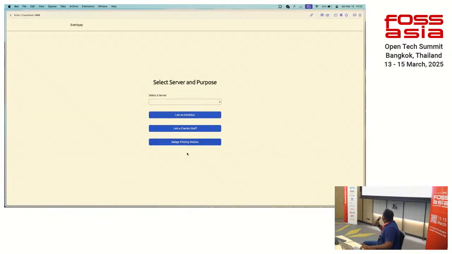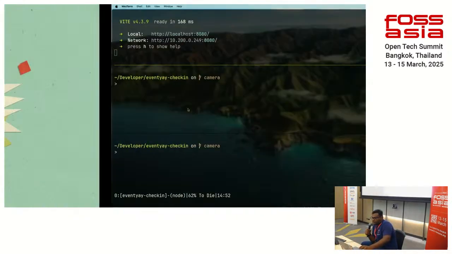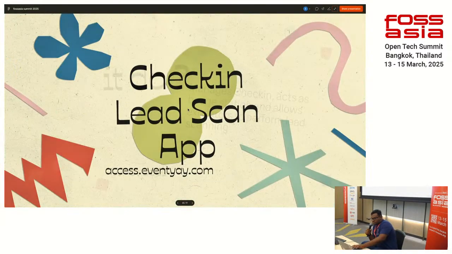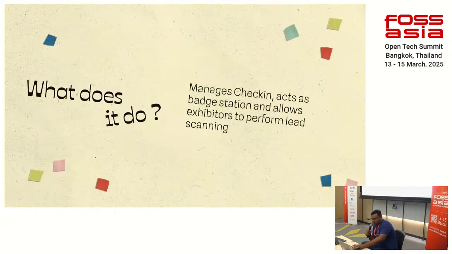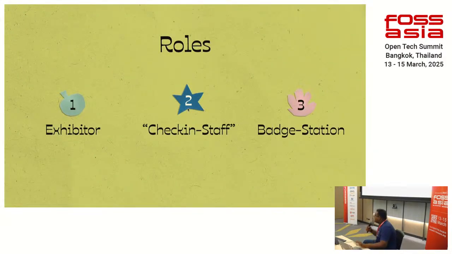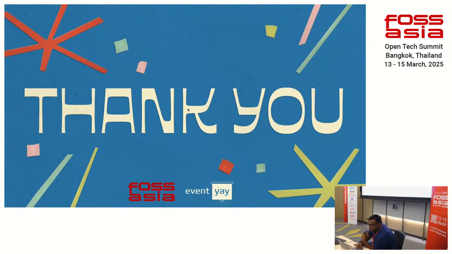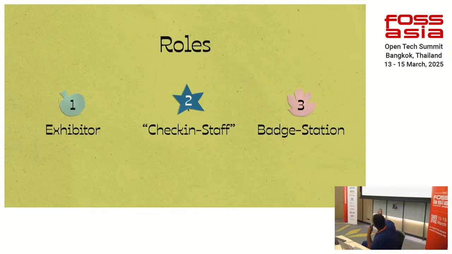So this is the check-in application. It has 3 different roles: the exhibitor role, the check-in staff, and the badge station role. For the exhibitors and check-in staff, it is a manual process to check in, and the badge station is an automated procedure. We'll go to that later, but right now let us first set up the check-in staff.